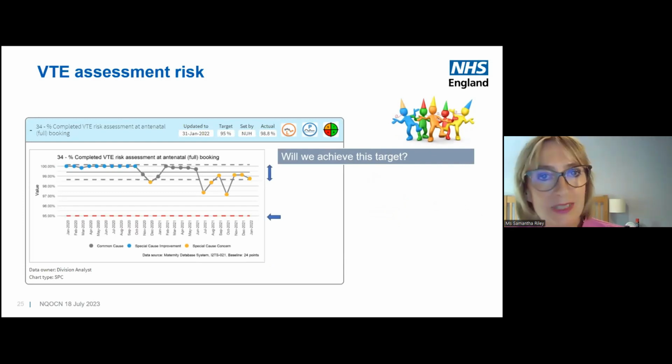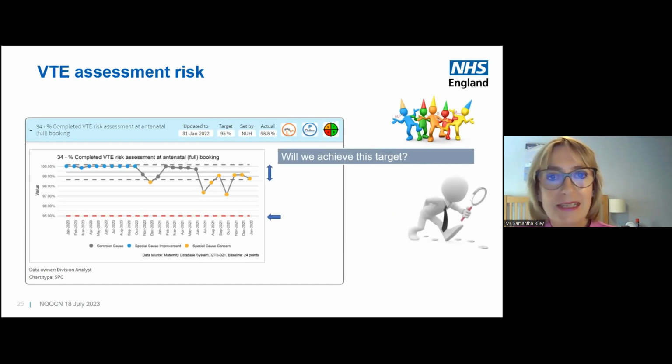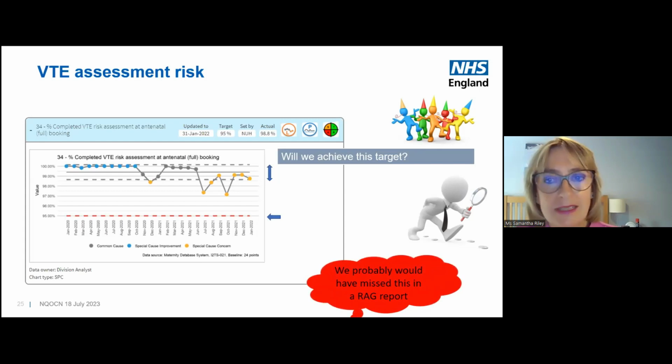So some people might want to be celebrating. But of course, we know we've got those orange dots at the end of the chart telling us that there has been a significant change in our data for the worse that we need to go and investigate. And if we think about if this was presented in a RAG report, and this organisation did use RAG reporting about 2 years ago, then they would have missed this deterioration because it would have shown that the performance was all green because they were still achieving the target, but we know that there's a statistical deterioration that should be reacted to.